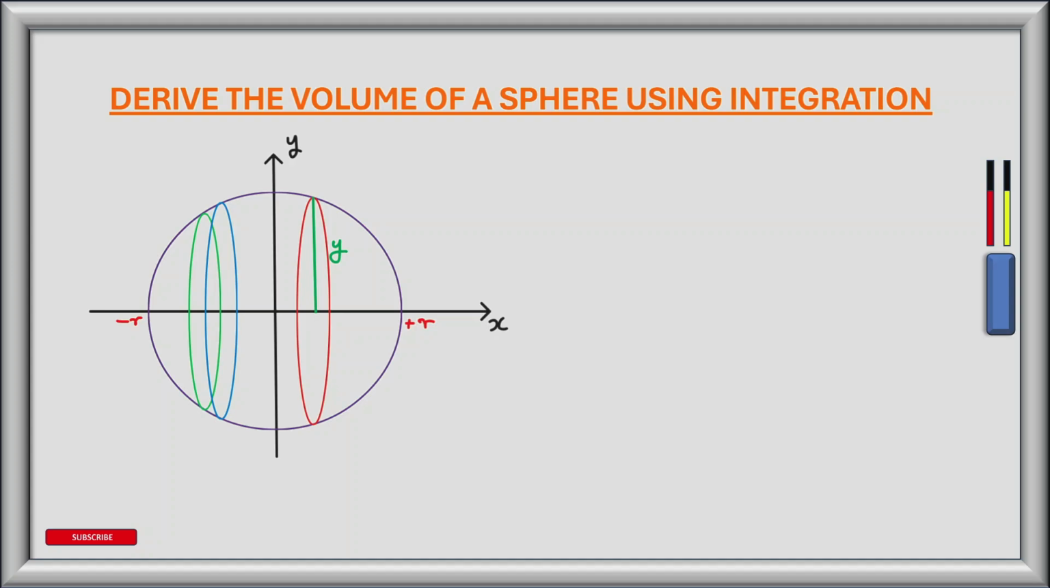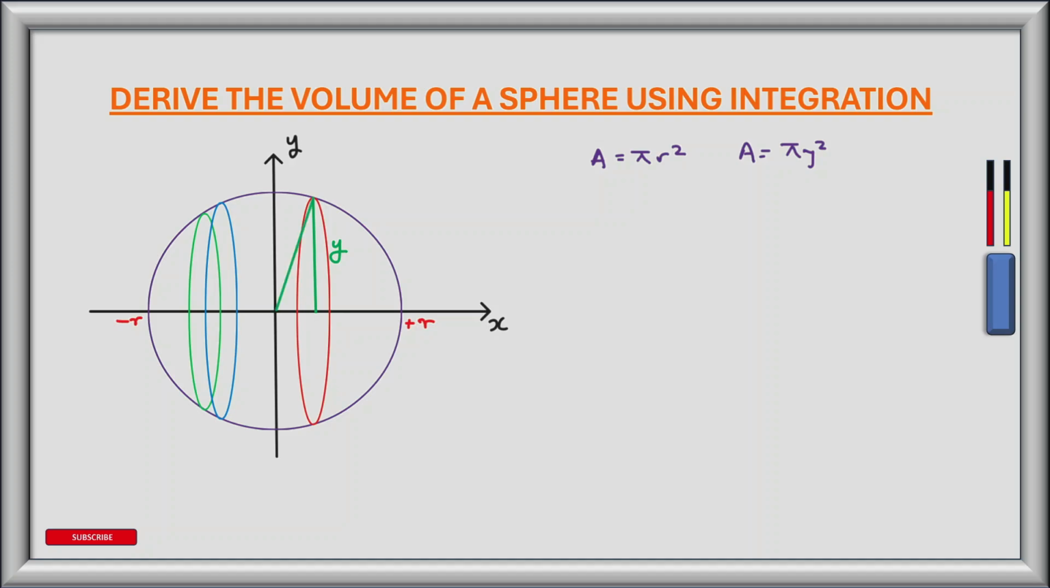Now we know the area of a circle is given by pi r squared, where r is the radius of the circle. So for each of our internal circles, the area can be given by pi y squared, as we've determined that y is the radius of each of the internal circles. So if we now express this in terms of the radius r of the sphere, as this radius doesn't change, we can do this by creating a triangle here.